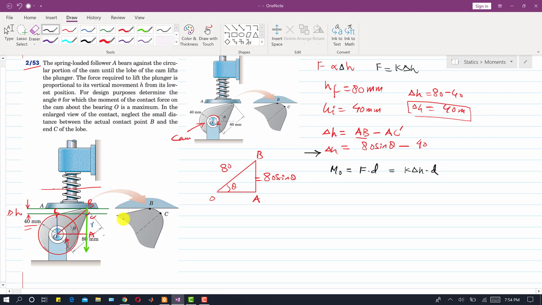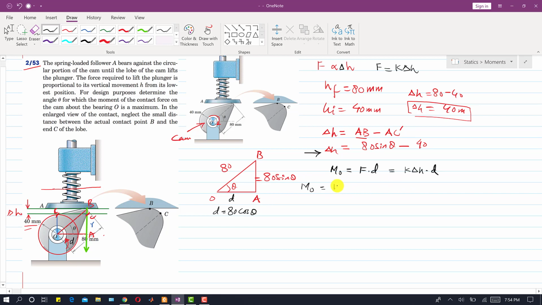So what will be the perpendicular distance of this vertical force? This OA distance is the perpendicular distance. If I write that this is D, then this OA distance, the length of this triangle, is the perpendicular distance of this force. So this D is what? This D is AT cos of theta. So I will write moment about O.